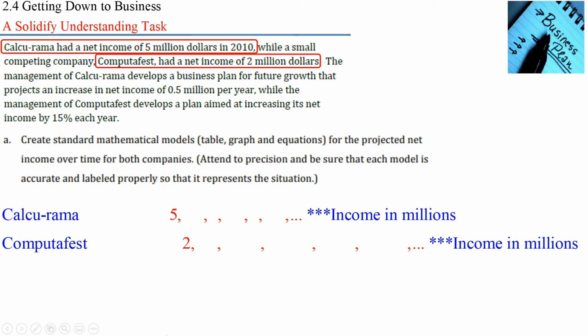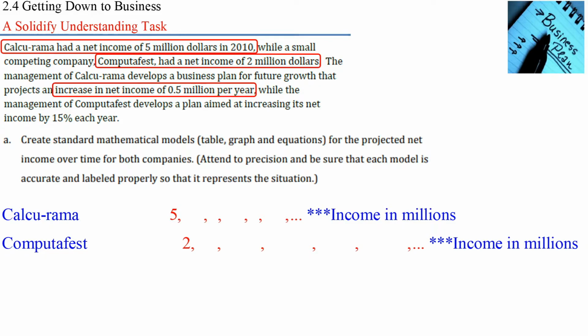Now think about this. You have the opportunity to invest in one of these companies right now. You look at their net income in 2010: Calcurama, 5 million; ComputerFest, 2 million. Who do you think you might invest in right now? Well, let's keep reading. The management of Calcurama develops a business plan for future growth that projects an increase in net income of 0.5 million per year.